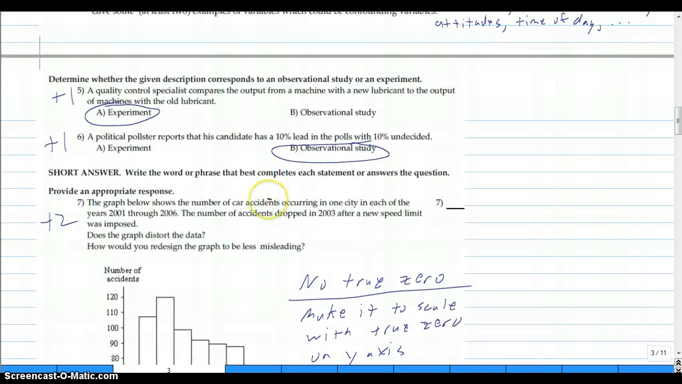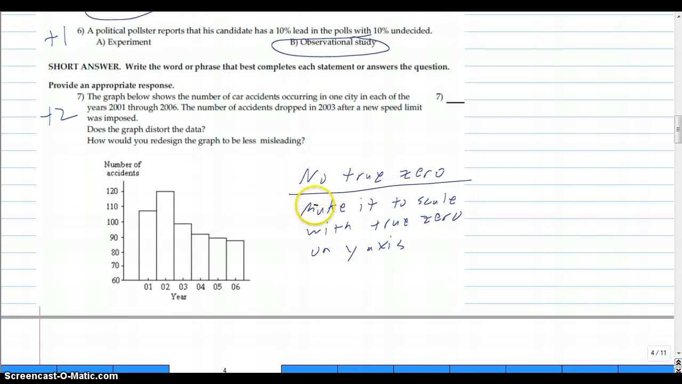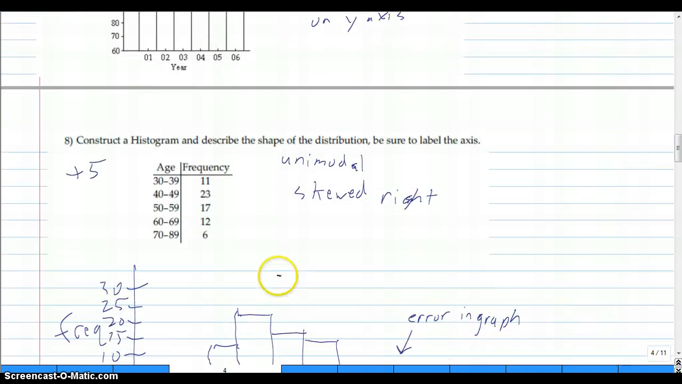And 5 and 6, they've got a new lubricant. They tested on one, and they tested against the old one. So this is definitely an experiment, because you have a control and a variable we're manipulating. On number 6, we're just taking a poll of people. We're not manipulating any variables here, so this is just an observational study. On 7, almost everybody got this. It's misleading because there is no true zero down here, so you'd redesign that with a true zero. Without the true zero, it exaggerates these differences.